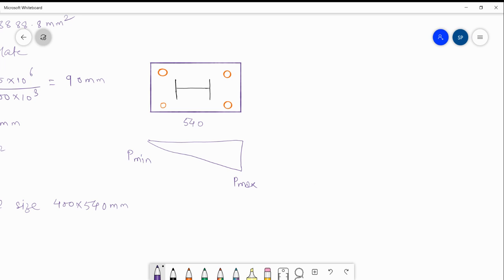Now, when column is subjected to combined forces, that is bending moment and axial force, this P minimum will be equal to axial stress minus bending stress. No doubt in this case, as we are using e equal to D by 6, P minimum will be 0. Then P maximum will be equal to again axial stress plus bending stress.